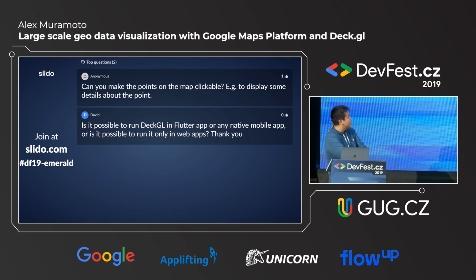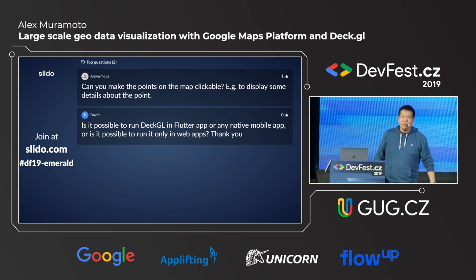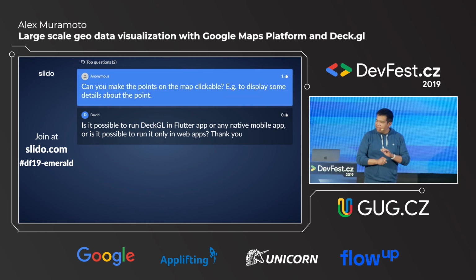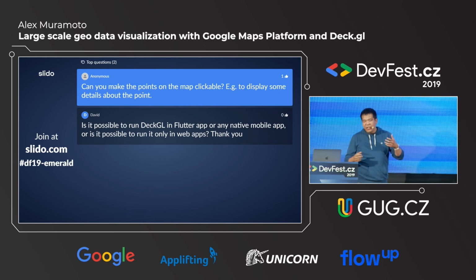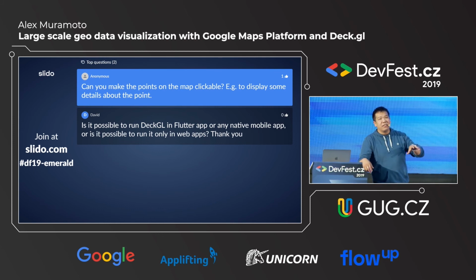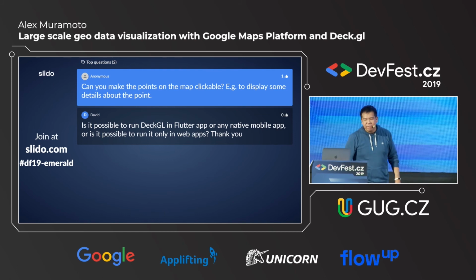Can you make the points on the map clickable, for example, to display some details about a point? Yeah, absolutely. I just didn't show that property. There's a standard property that makes it so that it triggers an event handler inside of Deck.gl. So you can do on hover events, on click, all that good stuff.